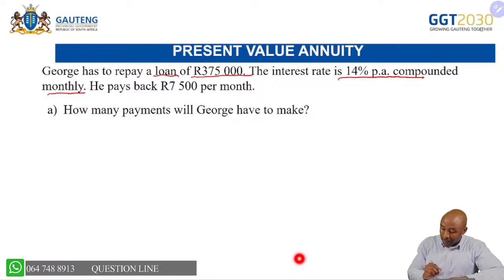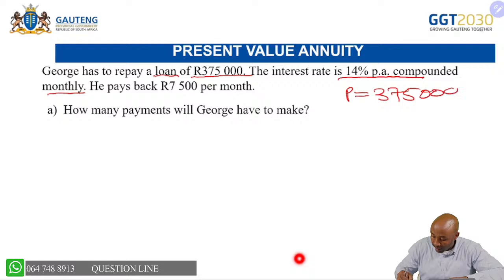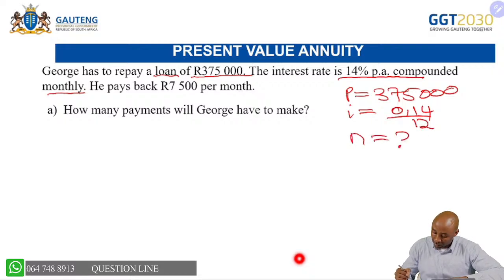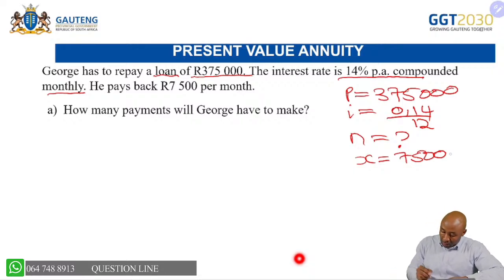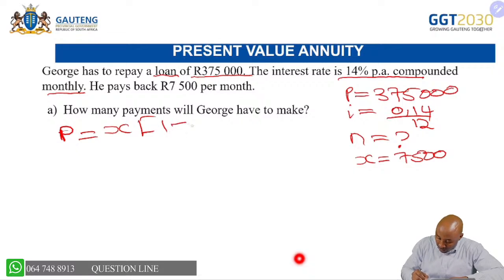So remember, let's have our P as 375,000. Our I is going to be 0.14 over 12. Our N, we don't know, and our X is equal to 7,500. Now, we write down the present value annuity formula: X times 1 minus 1 plus I to the power negative N, all over I.